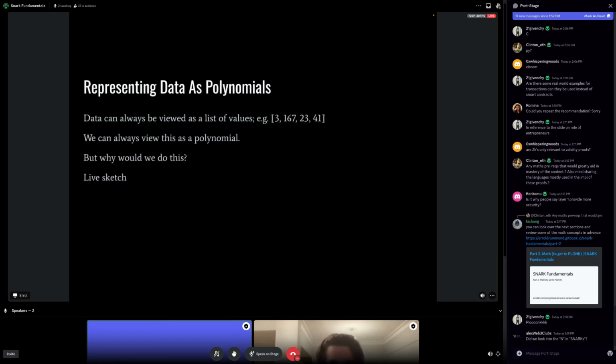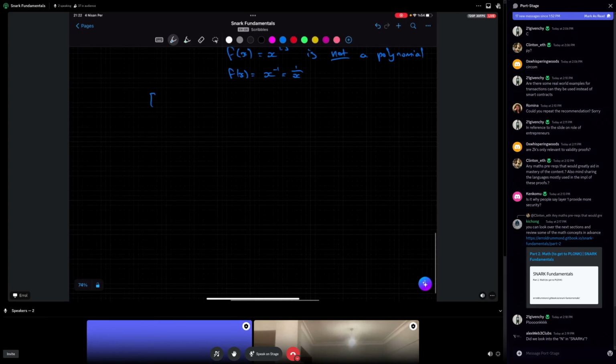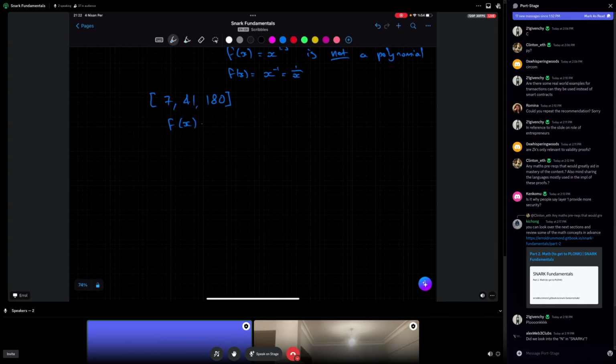We can also represent any data as a polynomial. So, a quick live sketch again. The numbers don't really matter. If you have 7, 41, 180, let's just say we have 3 numbers, we can always represent this as a polynomial. We can get f of x equals 7 plus 41x plus 180x squared.